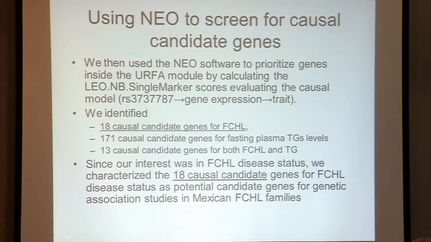Now, perhaps a more meaningful analysis is to carry out this analysis on a gene level, where you look at all the genes inside this TAN module, and I'd ask, which of them are causally related, for example, to triglyceride levels? It turned out that there were 171 genes for which we found some causal evidence for triglyceride levels. And there were 18 genes for which we found evidence that they are causally related to disease status.